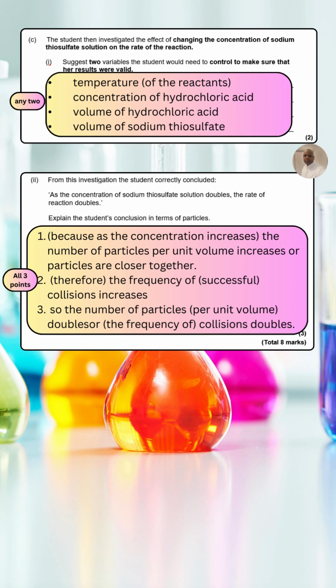So once the question points to particles and asks you to explain in terms of the particles, make sure you are talking about collisions. Link to collision theory. If there are more particles, there will be more successful collisions. If there are more successful collisions, the rate of the reaction will go faster, will increase. And in this case, AQA already tells you what happened. It doubles. So make sure you're familiar.